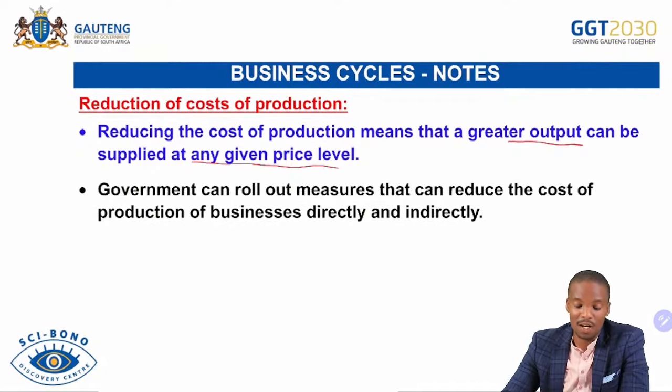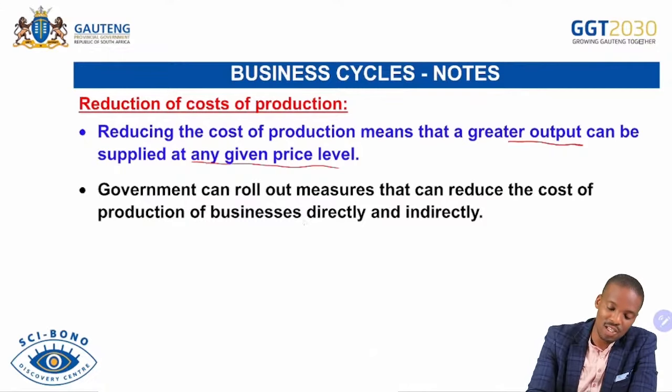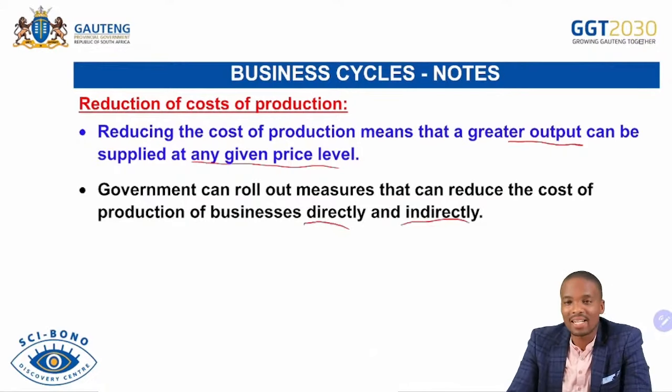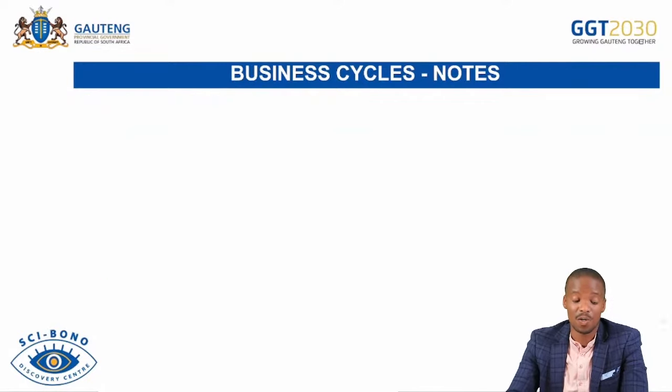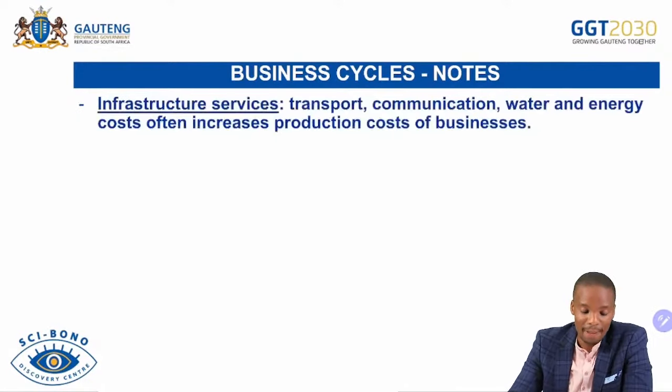The government can roll out measures that can reduce the cost of production of businesses, whether directly or indirectly. Incentives in the form of subsidies, in the form of reduced taxes, all those measures the government can take. E.g., modern infrastructure, efficient administration, less red tape, and no corruption. All those things hamper supply.